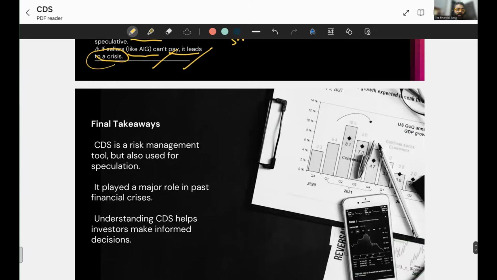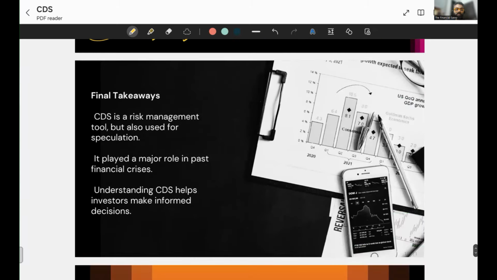All right, now let's summarize the final takeaways of what we have learned today. CDS is like insurance for loans and bonds. Investors use it for protection, and sometimes for speculation, profit, and arbitrage trading too. Misuse of CDS played a major role in the 2008 crisis, like I explained, where the US government had to get involved and bail out AIG. It's a powerful tool, but it must be used responsibly. Otherwise, it will create very big trouble in the market, right?